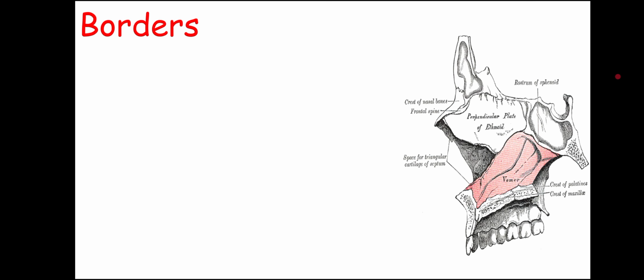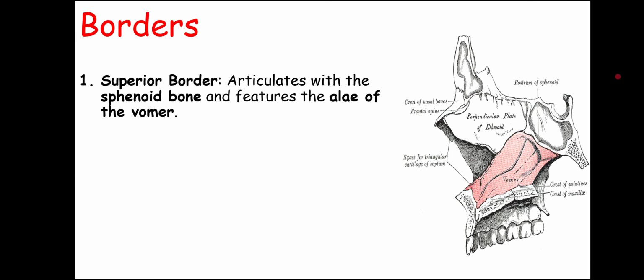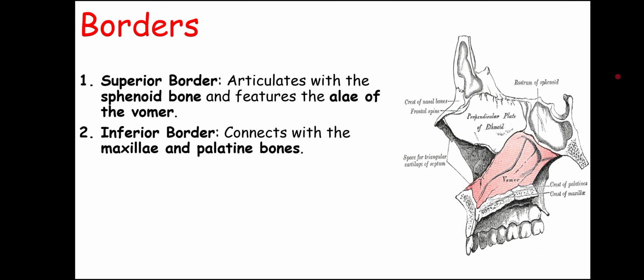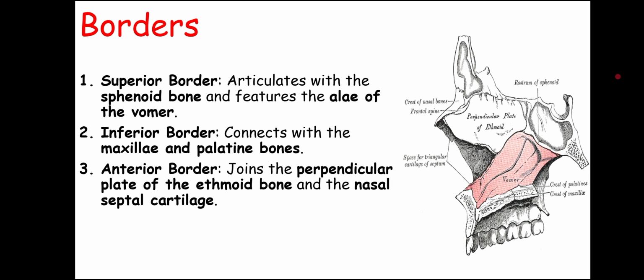Now let's talk about the borders of the vomer. The first border is the superior border. The superior border of vomer articulates with sphenoid bone and features the ala of vomer. And it has inferior border, and the inferior border of vomer connects with the maxilla and palatine bones. And it has anterior border that joins the perpendicular plate of ethmoid bone and the nasal septal cartilage.